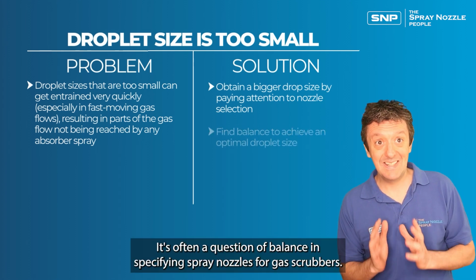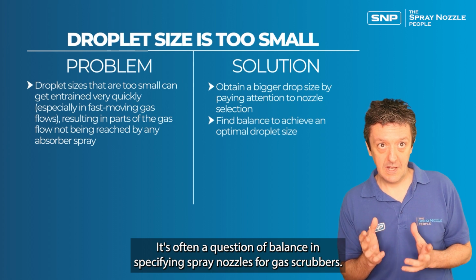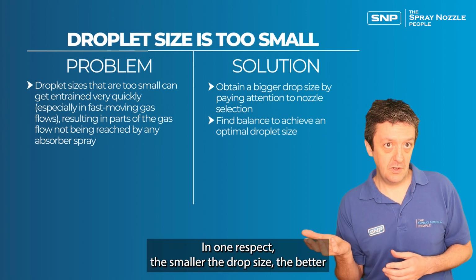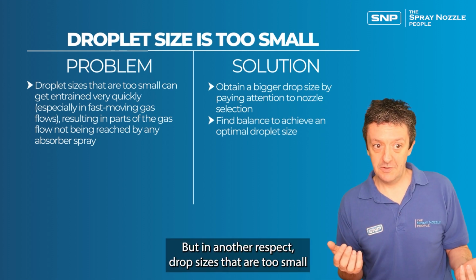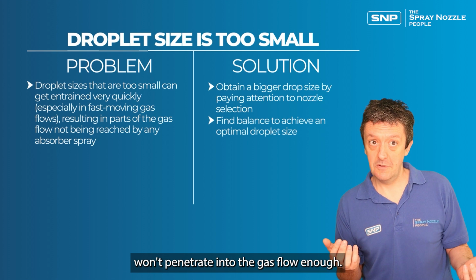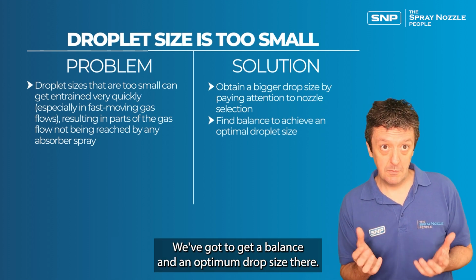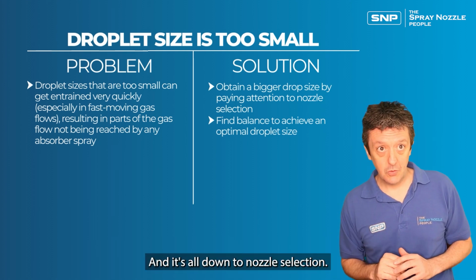It's often a question of balance in specifying spray nozzles for gas scrubbers. In one respect, the smaller the drop size, the better, as we're getting more surface area. But in another respect, too small drop sizes won't penetrate into the gas flow enough. So we've got to get a balance, we've got to get an optimum drop size there. And it's all down to nozzle selection.